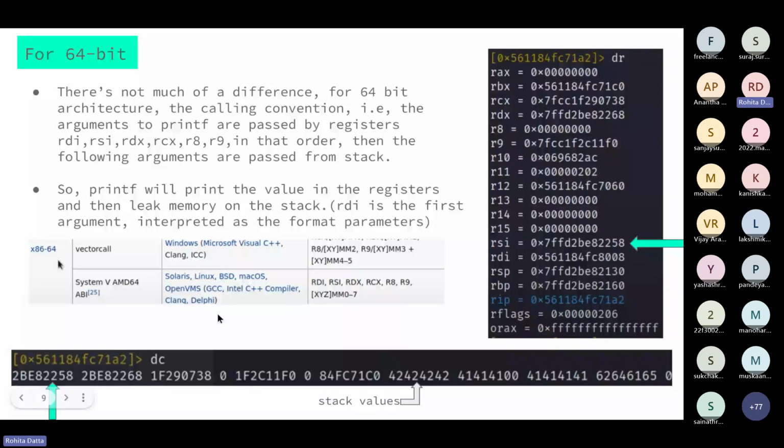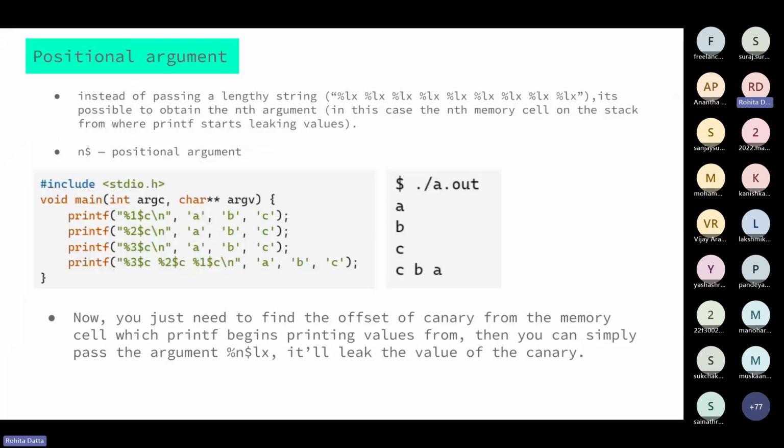This picture is taken right out of Wikipedia. This is the calling convention for 64-bit. So the first 6 arguments are passed using the registers, and whatever arguments follow are pushed onto the stack itself. So when you tell printf to start printing arguments and you've not really given it a format specifier, it'll start printing the values of these registers. It'll start printing the value of RSI, RDX, RCX, all of these, and then it'll start printing values on the stack because that's where it thinks all its arguments are. So this is something called the positional argument.